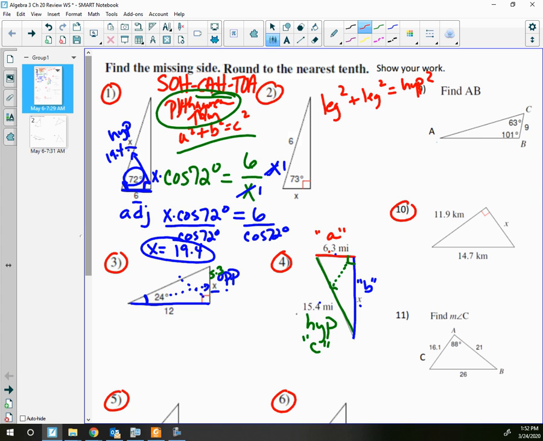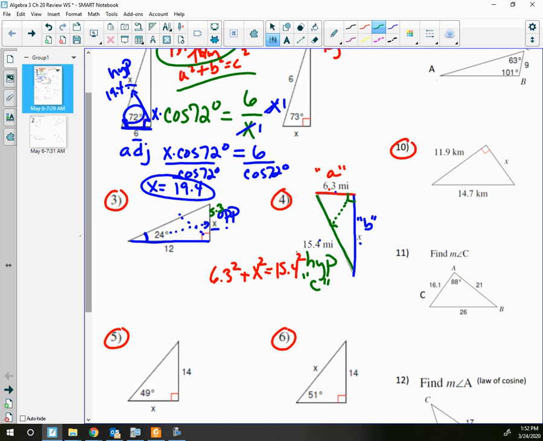So let's set up the Pythagorean theorem then. We're going to have 6.3 squared plus x squared, I don't know the other leg, is going to be equal to 15.4 squared. So it's just a matter of solving that for x. So take a look and see what we know here. We can figure out what each of these are squared, and then we're going to be able to solve for x. So can you go ahead on your calculator here and do 15.4 squared.